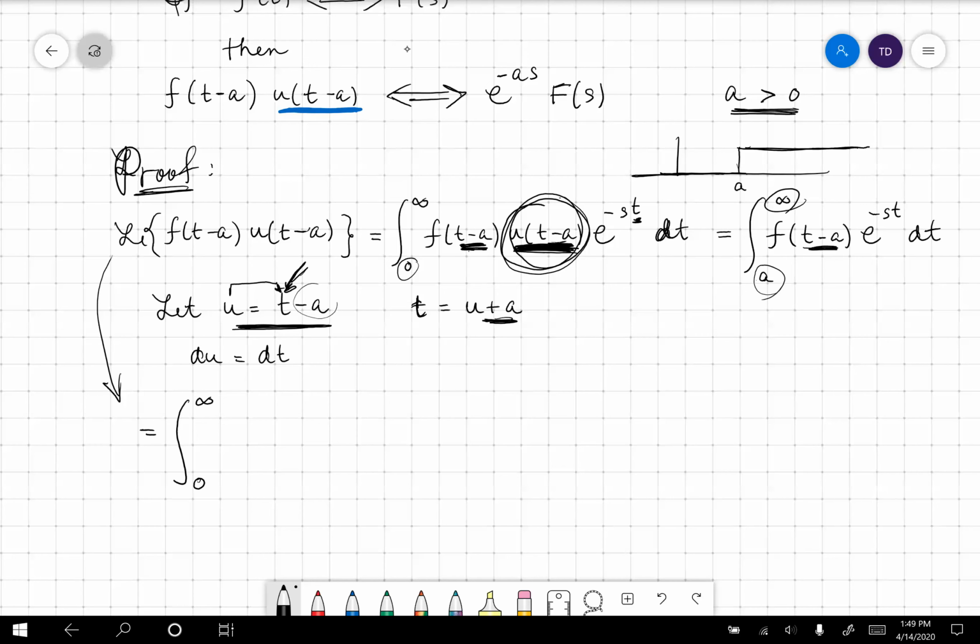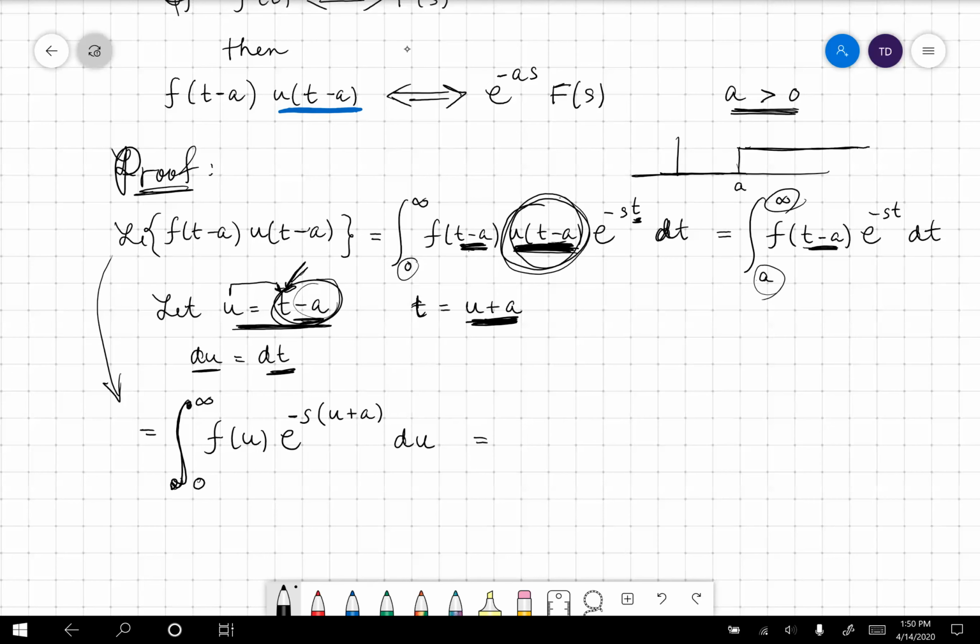Over here, I have a t minus a, but t minus a is equal to u. So this is all f of u. And then I have e to the minus s, and I have to substitute t. Here's t, u plus a, all times dt. I'm sorry, all times du. dt is equal to du. This is my integral, on u now, no longer on t. I had the integral on t, it's now all on u.